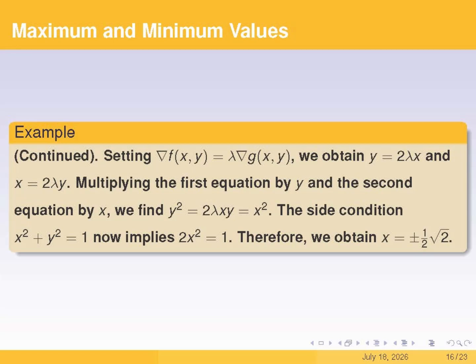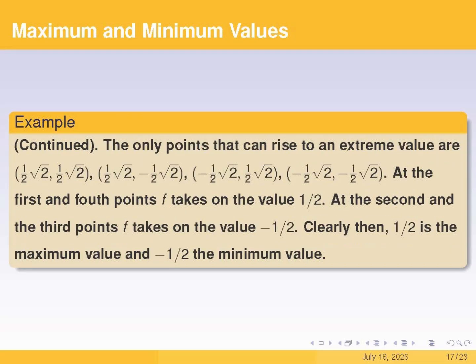Following the exact same steps, we can get the equation 2y squared equals 1 and find the value for y too. Using the values of x and y we found on the previous slide, we get 4 potential extreme points, which you can see on the second line.